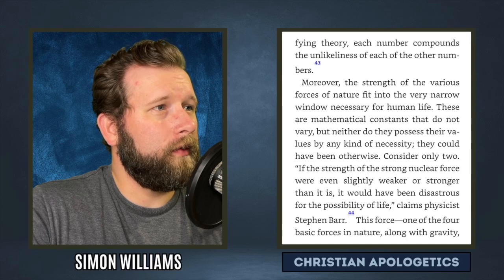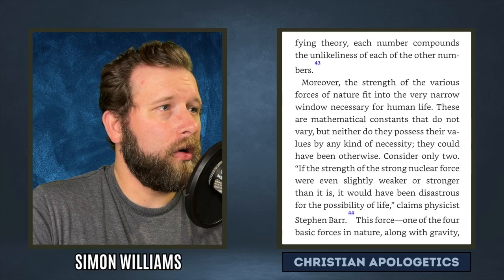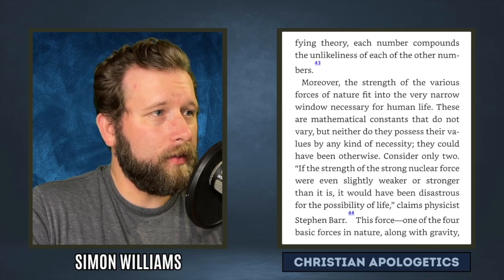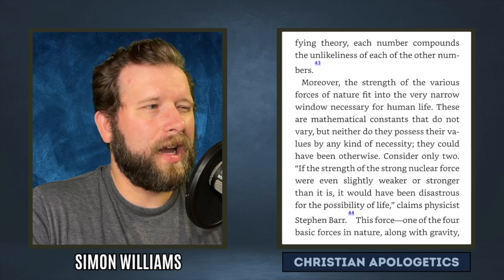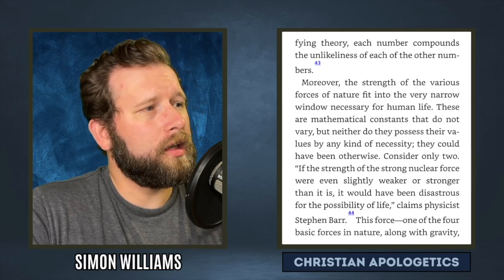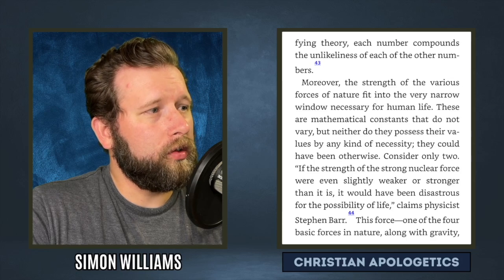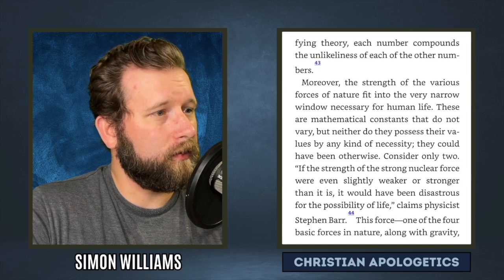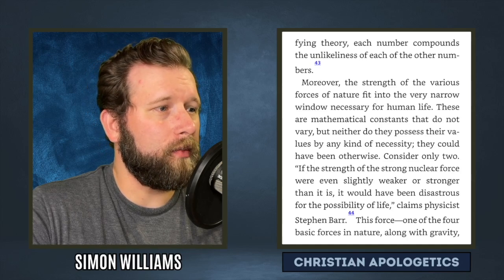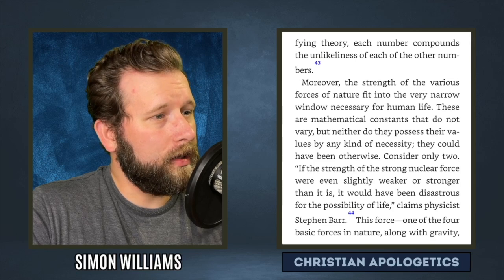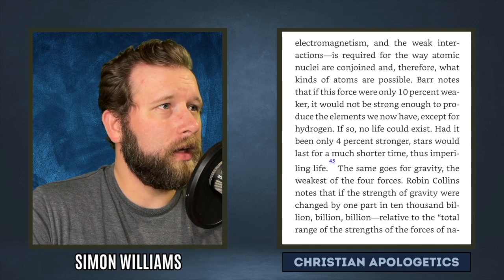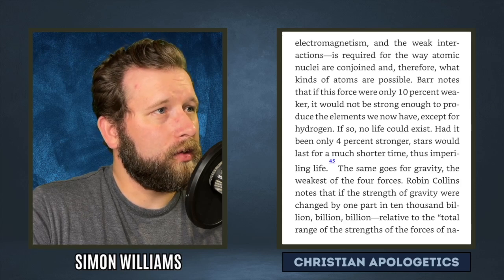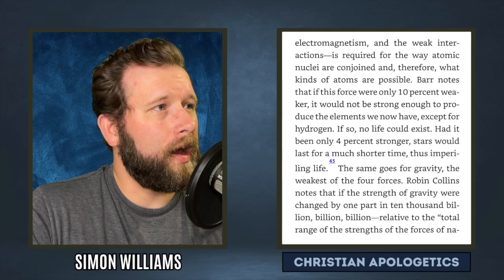Moreover, the strength of the various forces of nature fit into the very narrow window necessary for human life. These are mathematical constants that do not vary, but neither do they possess their values by any kind of necessity. They could have been otherwise. Consider only one. If the strength of the strong nuclear force were even slightly weaker or stronger than it is, it would have been disastrous for the possibility of life, claims physicist Stephen Barr. This force, one of the four basic forces in nature, along with gravity, electromagnetism, and the weak interactions, is required for the way atomic nuclei are conjoined and therefore what kind of atoms are possible.